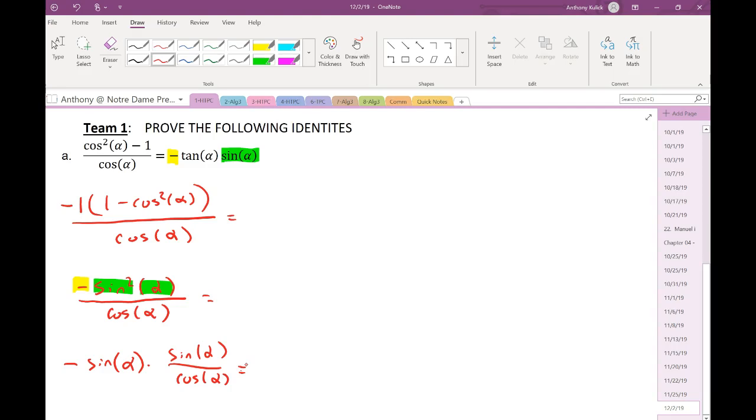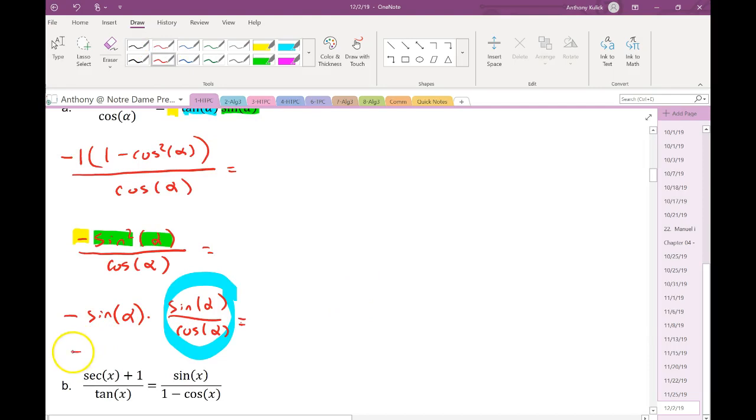Okay. So now I just have to figure out how to turn tangent, or I'm sorry, sine over cosine into tangent. That is tangent. That's exactly the identity. So we're done then, right?